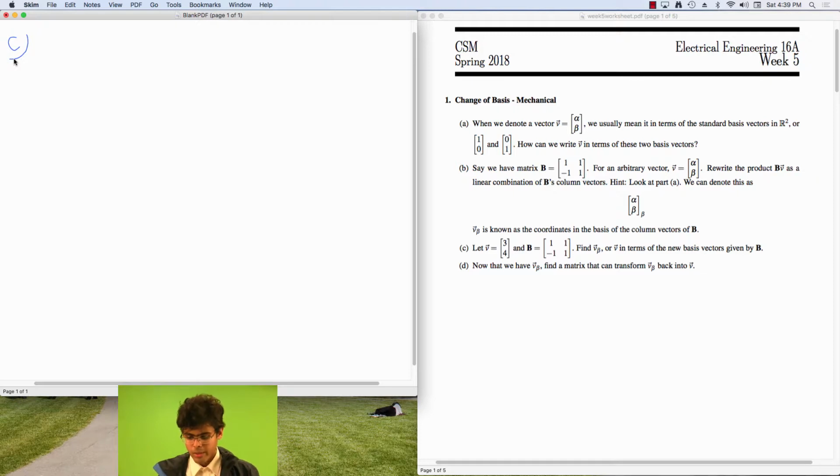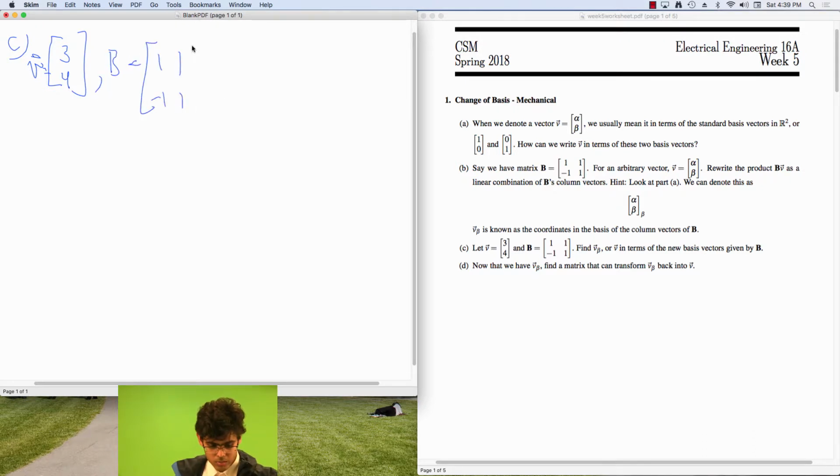So as we saw in part B, there are some cases in which we can easily find out what kind of weights we should put on vectors to construct another vector. But in general, this is going to be slightly more difficult. And one example of that would be part C, where we are given the vector 3, 4, and we're given the matrix 1, 1, negative 1, 1.